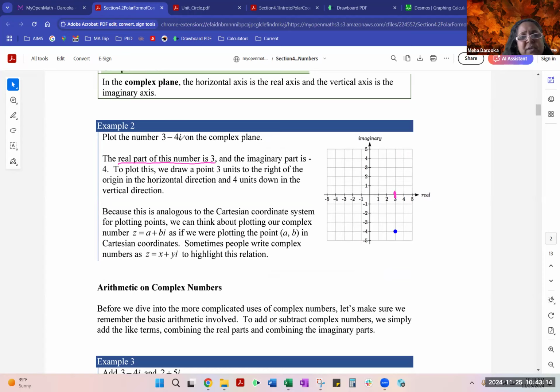But now for the imaginary part, you have a negative 4i, which means you're looking at the number negative 4. So on the imaginary axis, or the vertical axis, you would go down to negative 4. So you would do positive 3, negative 4, and you can see this is where we plot our complex number. That will represent your 3 minus 4i. So just like you use your x and y axes, but just remember, horizontal is always going to be real, vertical is always going to be imaginary. And then they're getting into some of that description here, so you can read through that.